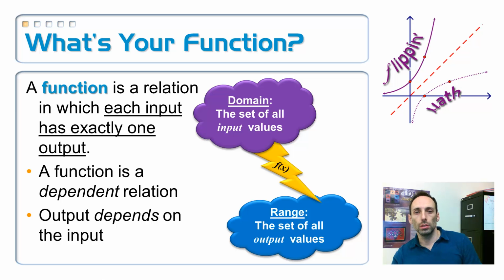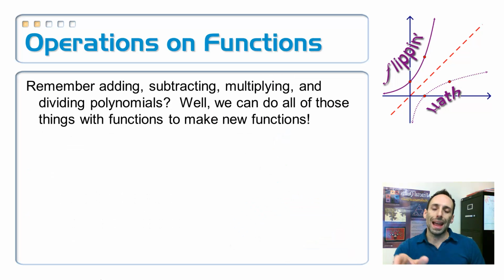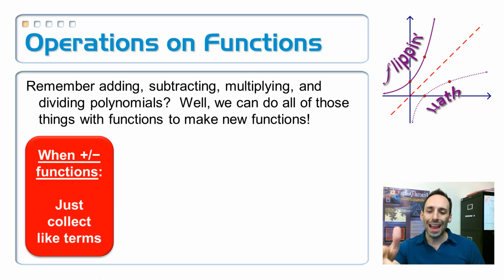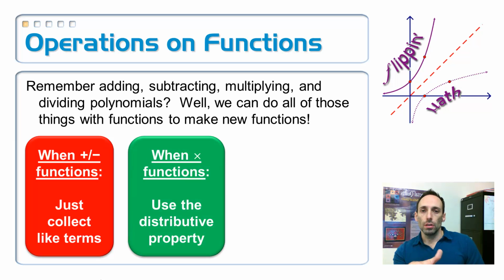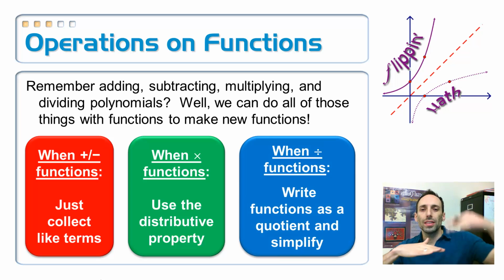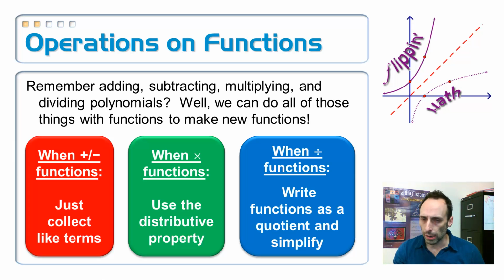Functions are thought of as dependent relationships because what comes out of a function depends on what you stuck in. Whenever you go to add, subtract, and multiply these things, it's just like doing it with polynomials. Whenever you add or subtract functions, you just add or subtract like terms. That's all it is, collecting like terms. Whenever you multiply functions, it's basically an application of the distributive property. Sometimes it's FOIL, sometimes it's one little thing times a couple of different things. Whenever you're dividing functions, you just write them as a fraction, as a quotient, and then simplify what you can, if you can.